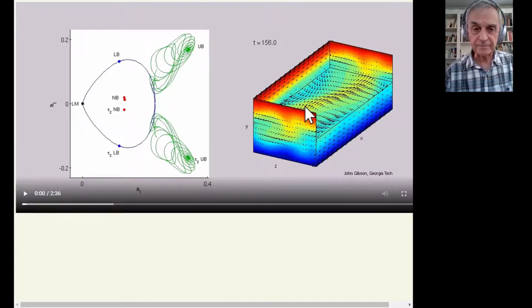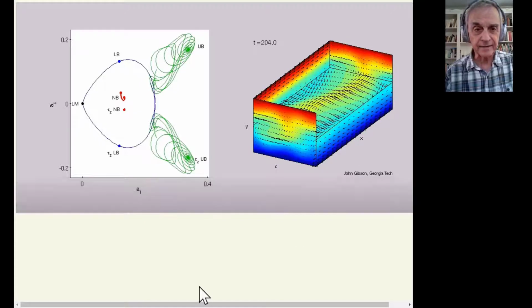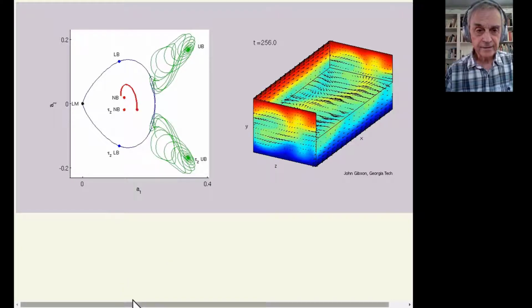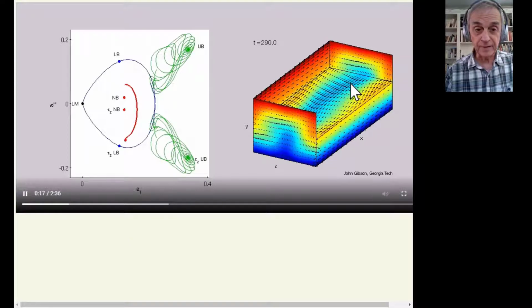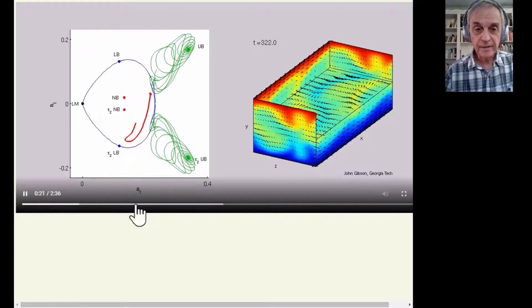And nothing is happening. But when we look into the state space, we see actually there's a little motion. Doesn't look like anything here. And the newbie is unstable, so I run away from it. And the fluid is really changing. And it's starting to look like the lower branch.